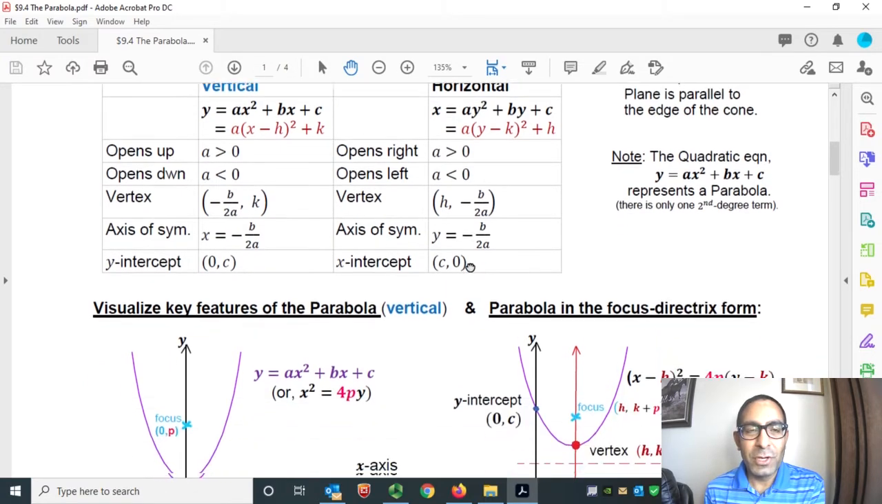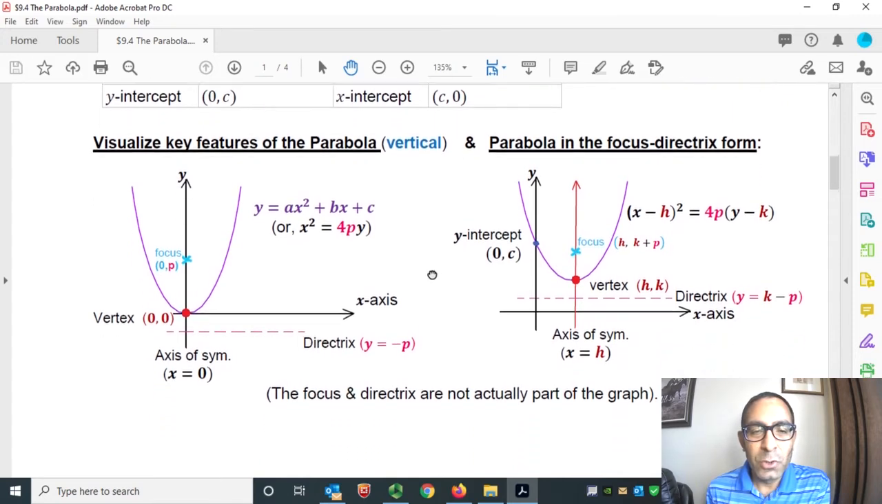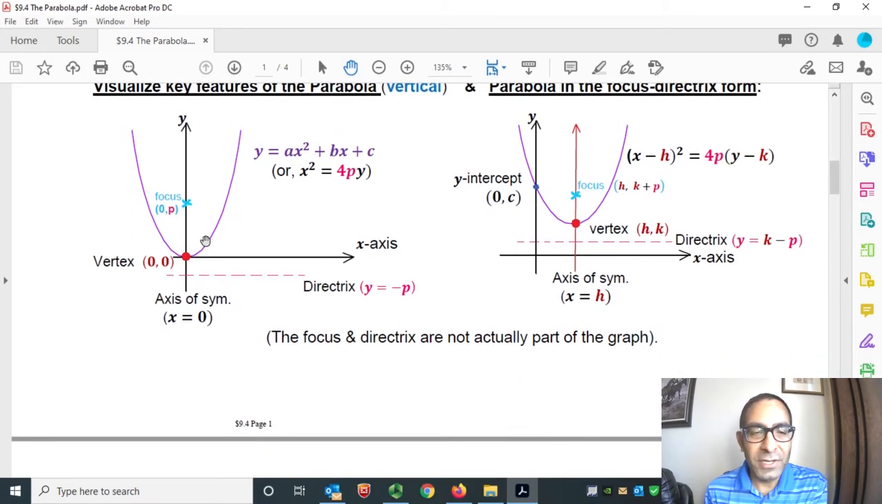Next, let me visualize the key features of the parabola. Here I chose the vertical parabola. In the first diagram, our parabola is opening upwards, and its equation is of this form, y equals ax squared plus bx plus c, or equivalently x squared equals 4py. Then the vertex is at the origin, the focus is at the point (0, p), and the directrix is y equals negative p. The axis of symmetry is x equals 0, that is, the y-axis.